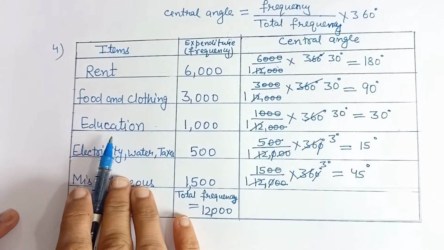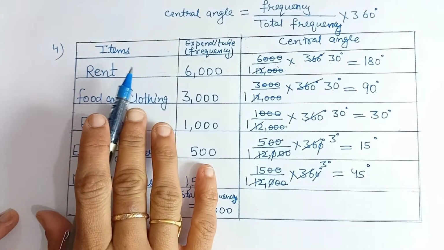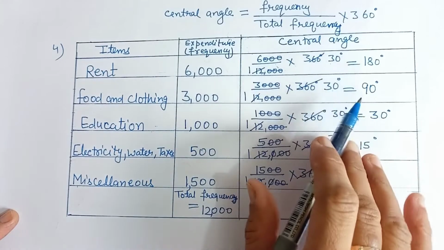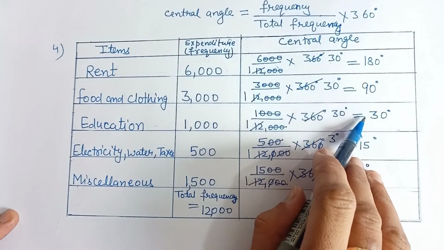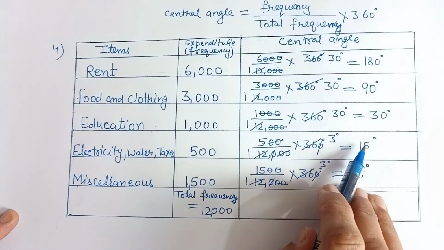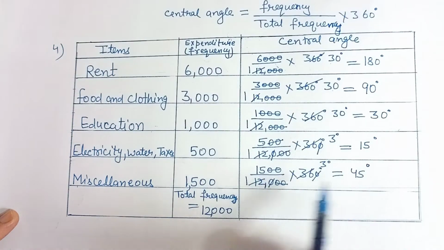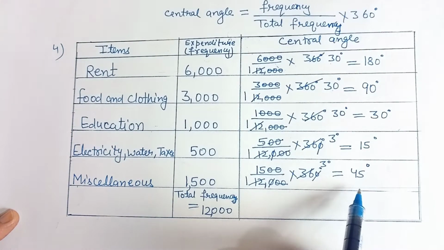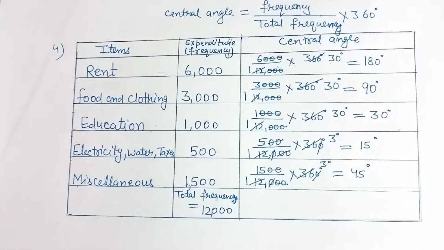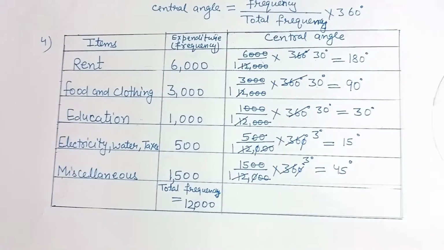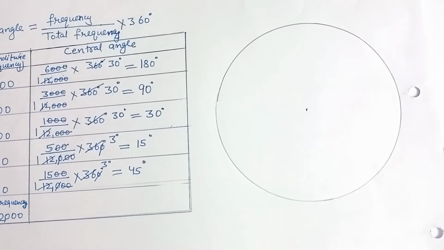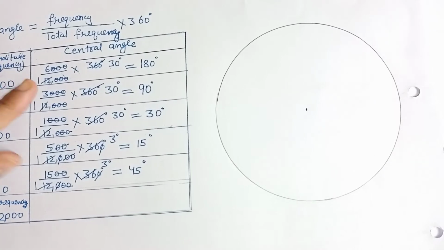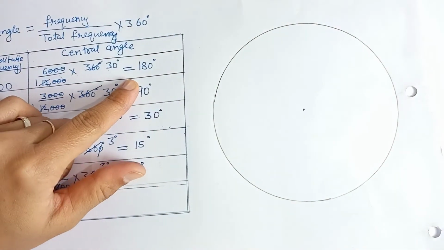So we have already calculated the central angles: for rent it is 180, food and clothing 90 degree, for education it is 30 degree, electricity, water and taxes 15 degree, for miscellaneous it is 45 degree. Now we will draw these central angles in a circle and that we will call a pie chart. So first draw a circle. Now the first angle is 180 degree, that is for rent.